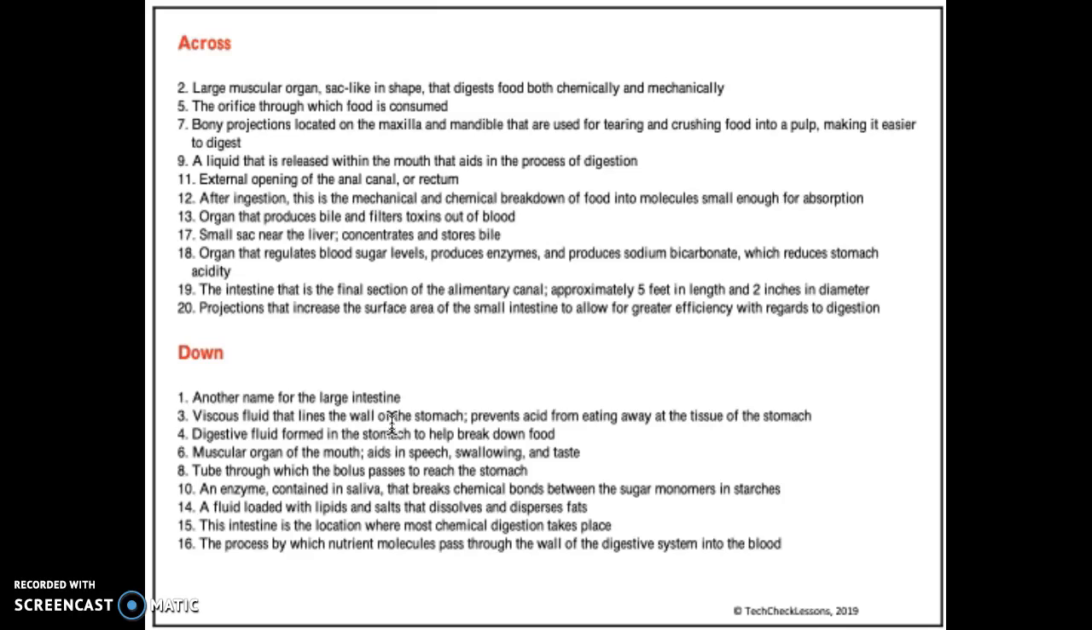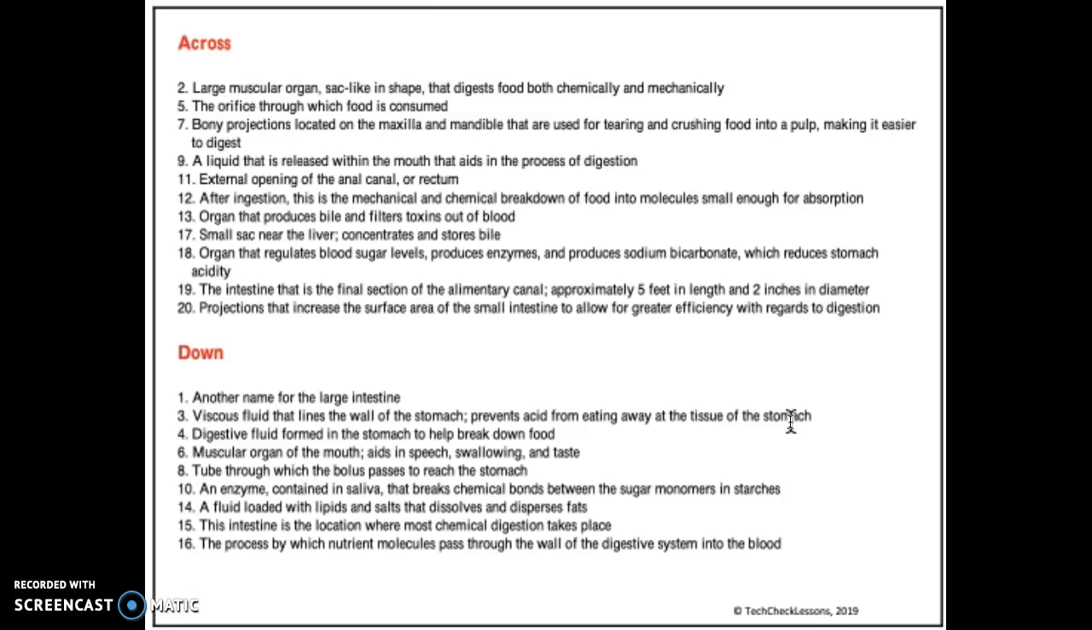It is colon. Number 3, viscous fluid that lines the wall of stomach prevents acid from eating away at the tissue of the stomach. Now, it is a very thin, slimy kind of lining, and if you guess the word mucus, you are once again right.